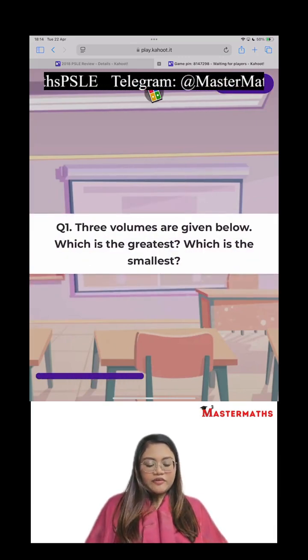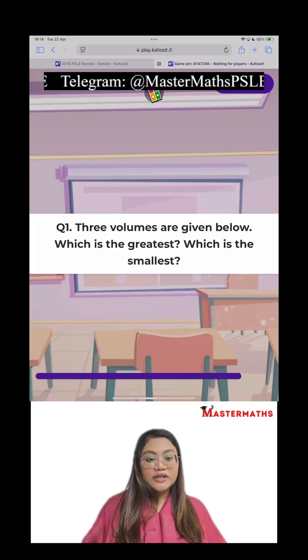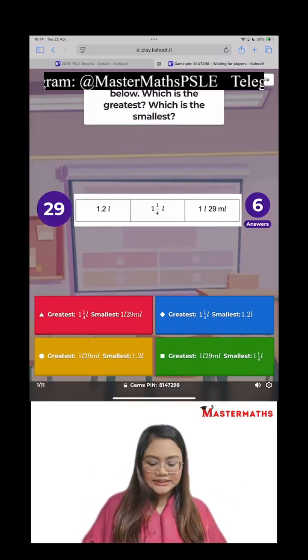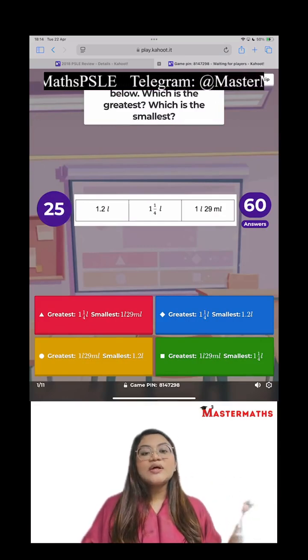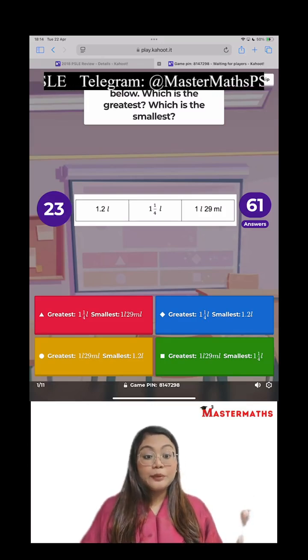There are 3 volumes given. You need to look for the greatest and the smallest. This one appeared in paper 1, booklet B.